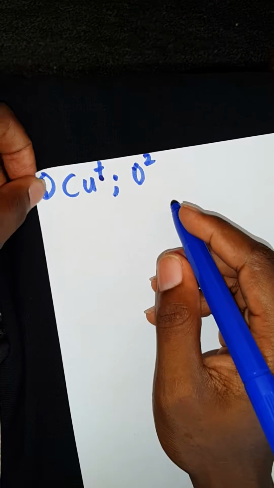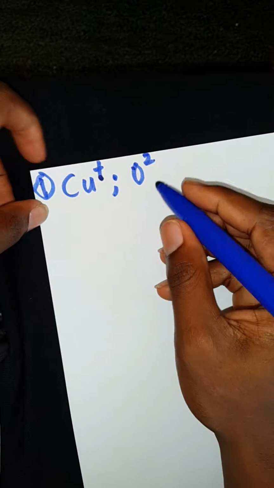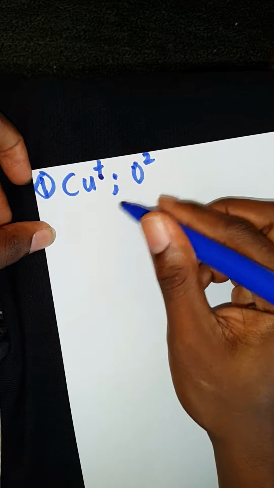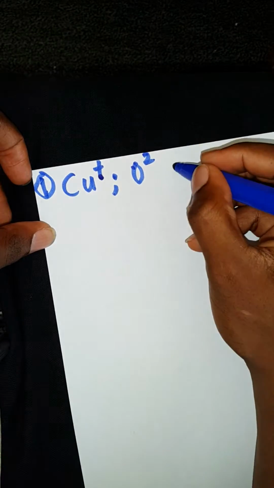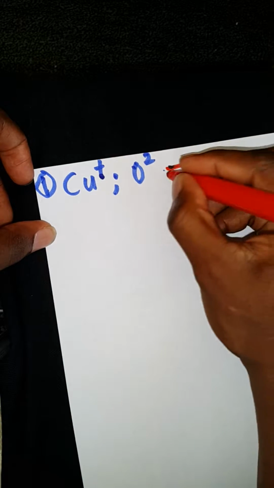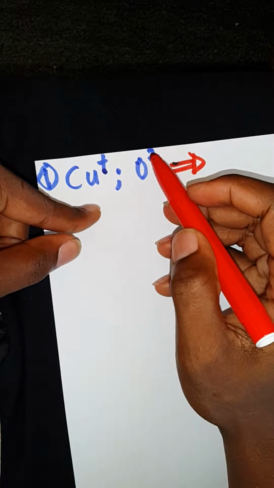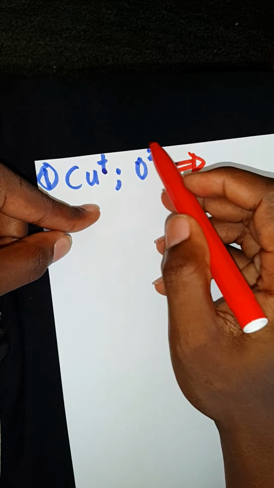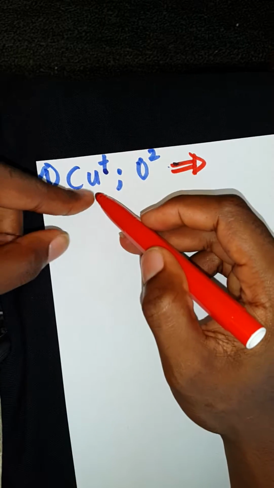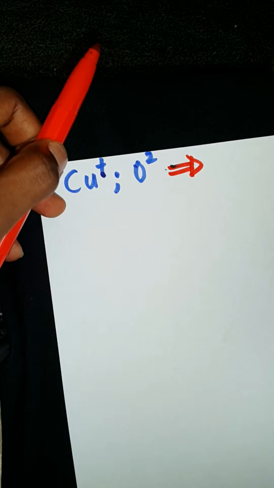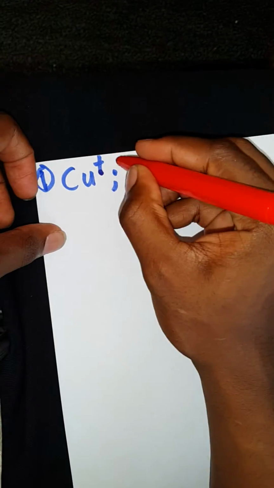So we have copper and oxygen here. We are asked to combine these two elements. To combine is very easy. Any suffix that is here has to come down here, and anything that's here has to come down here. Just assume it's cross multiplication.